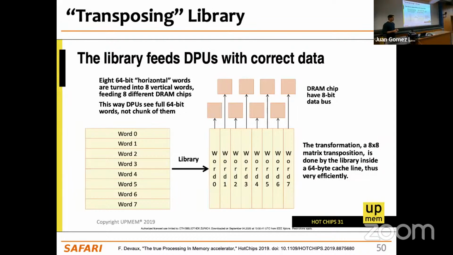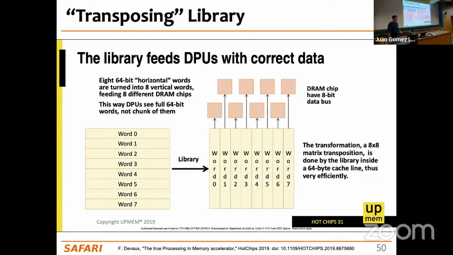Because in some sense it also reveals some of the challenges that need to be solved to integrate a processing-in-memory architecture into a real system, right? One of the challenges is that we need to change the data layout for the processing cores, or the PIM cores, or the DPUs, to be able to operate on the data, right? So this is the challenge, and this transposing library is one of the possible solutions, right?